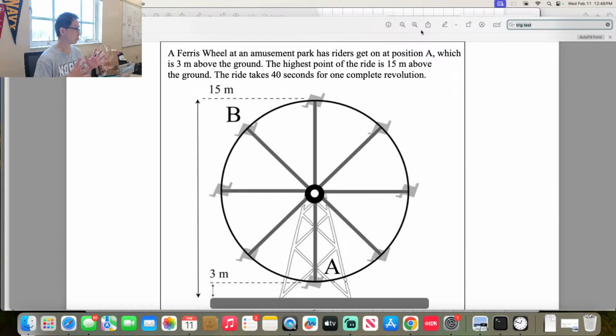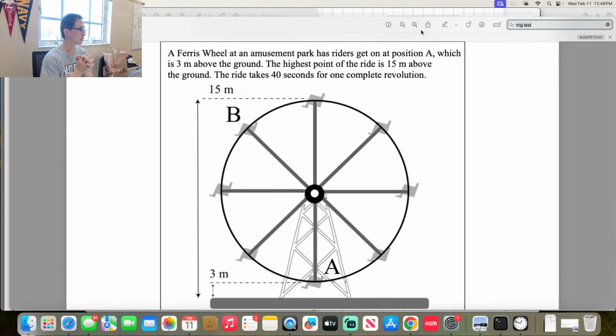Okay, so pay attention to where they start. Hopefully you don't ride a Ferris wheel at the B position, because then you have to get on the stair and go onto the B station and then get up there. It's stupid, right? You ride on the bottom.